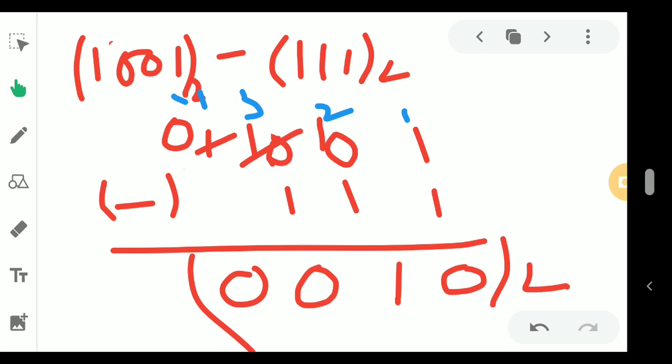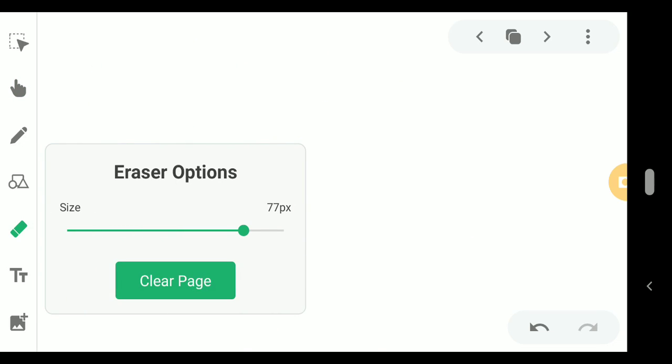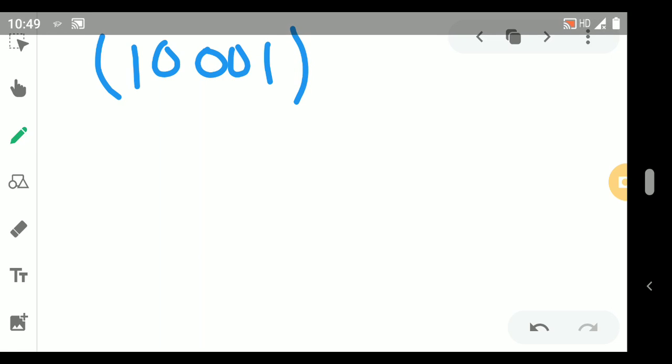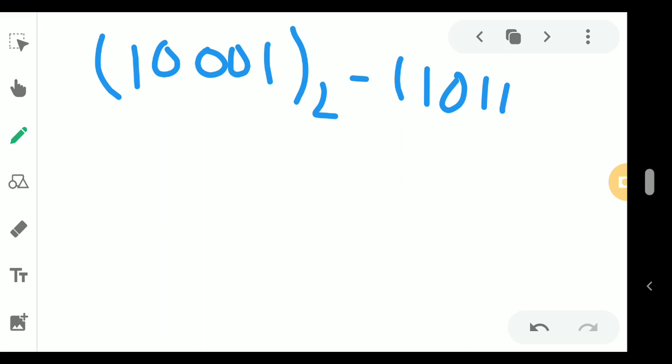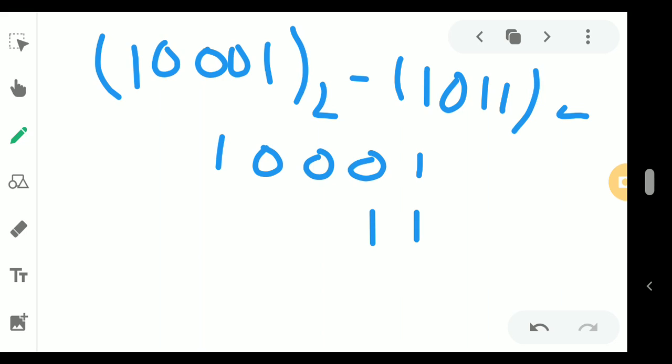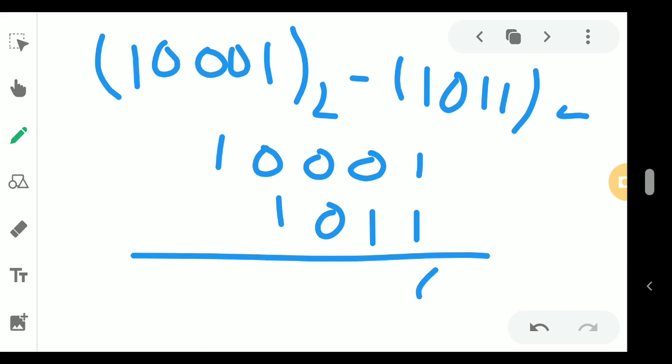Okay, so another problem we can solve, that is 1 0 0 0 1 minus 1 0 1 1. So 1 0 0 0 1 and 1 1 0 1. 1 minus 1, 0. Okay, so it's done. Here I need to take a borrow. But for borrow, from which digit? From here I am giving over here, from here I am giving over here, from here I am giving over here. Okay, so 1 minus 0, it is 1.